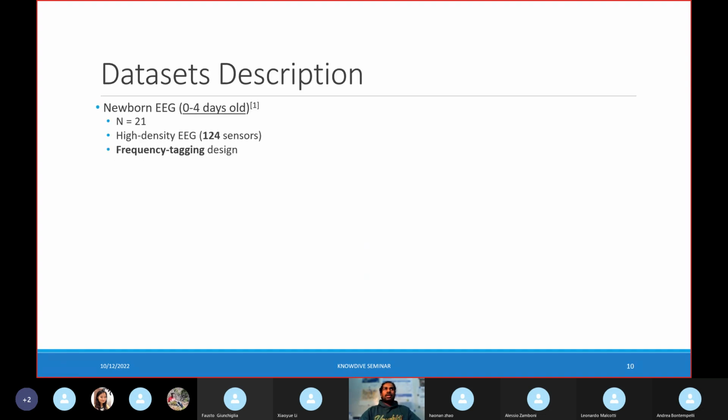For the data sets, as I said before, I use newborns EEG, who are 0 to 4 days old. There were 21 newborns, and we used a high density EEG setup with 124 sensors, and we employed the frequency tagging design, which is really not important to define here, but just to say that it's acquired using a particular kind of EEG paradigm. And this comes from this study published by Buyati et al.